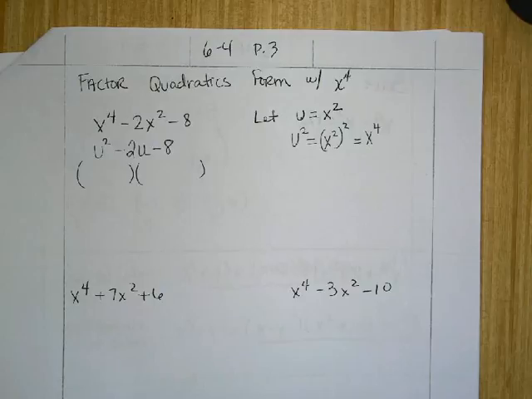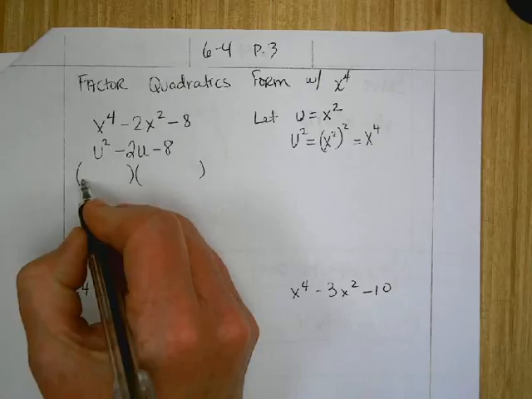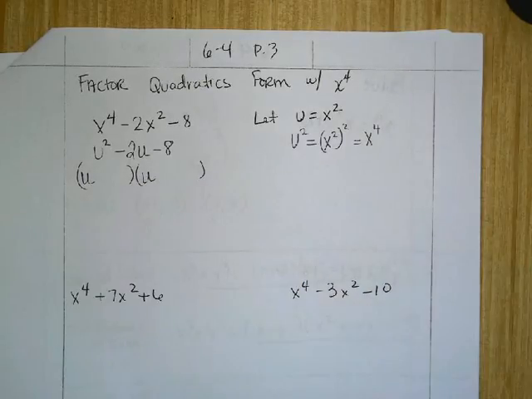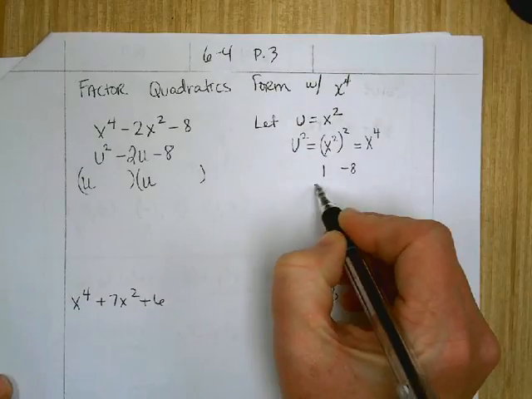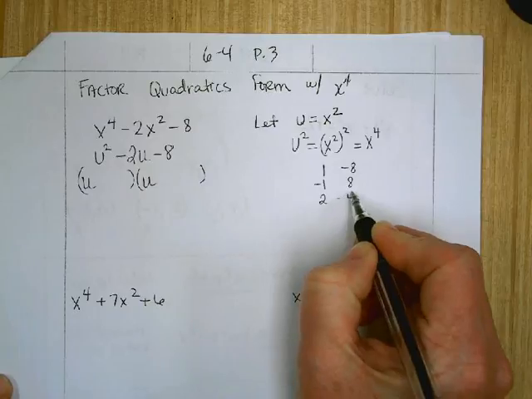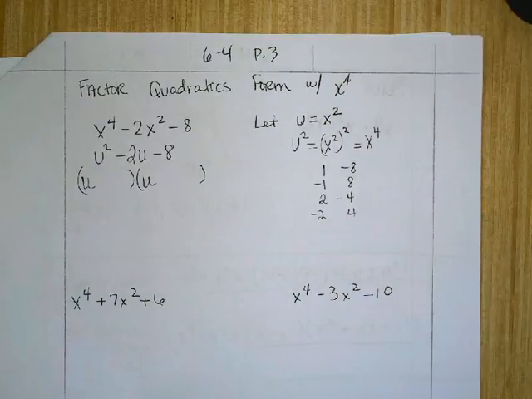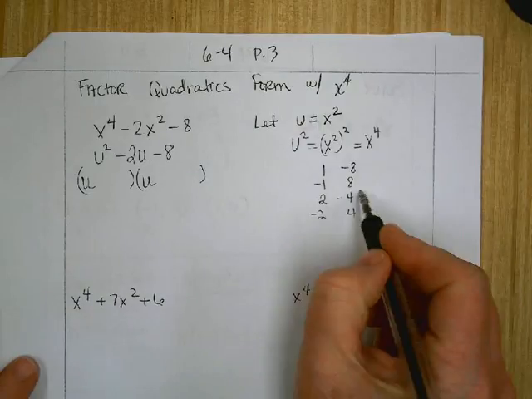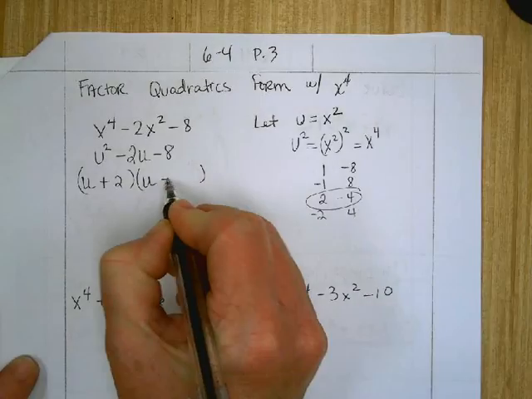So what do you multiply together to get u squared? U and u. What do you multiply together to get negative 8? Well, your options are 1 and negative 8, negative 1 and 8, 2 and negative 4, negative 2 and 4. Which pair should we use in order to get negative 2 in the middle? Okay. So u plus 2 and u minus 4.